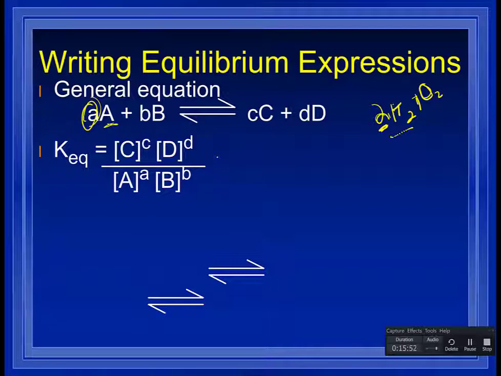So we said we're going to put the products. The products are C and D. They go on top. And they're raised to the power of their coefficient. And the reactants go on the bottom, raised to the power of their coefficient.